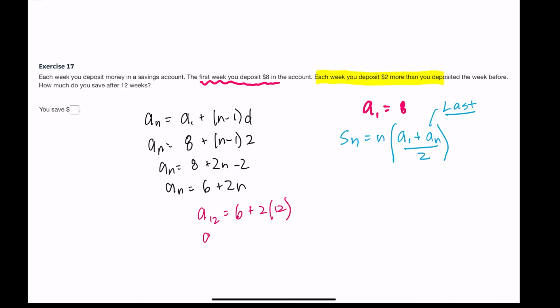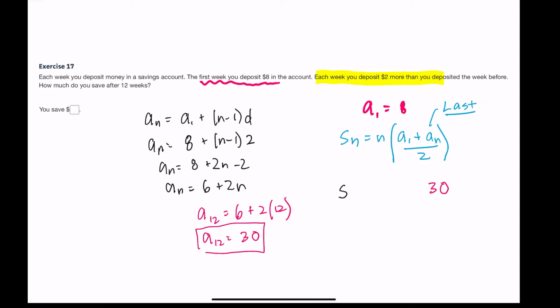And so if we go ahead and simplify this, 2 times 12 is 24, plus 6, A sub 12 is 30. So in the 12th week, we have $30 that we're going to deposit. And so let's plug things in right here.